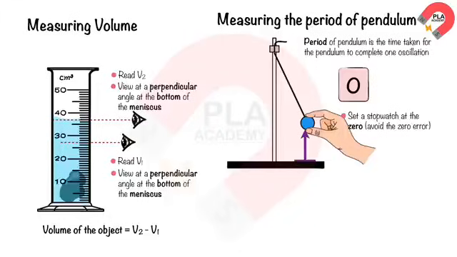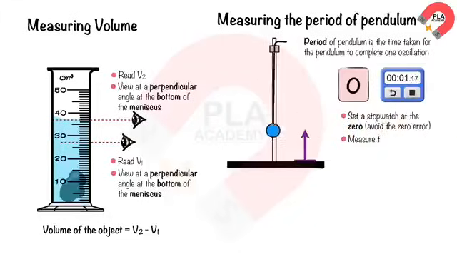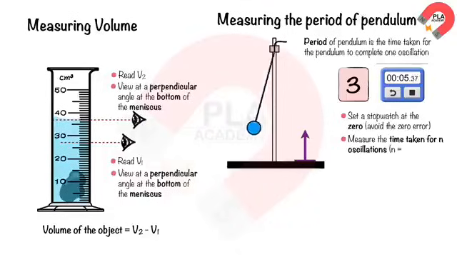Set a stopwatch at 0. Measure the time taken for a ball to complete n oscillations with a stopwatch, and n should be about 10 to 20 oscillations. In this experiment, n equals 10 oscillations.